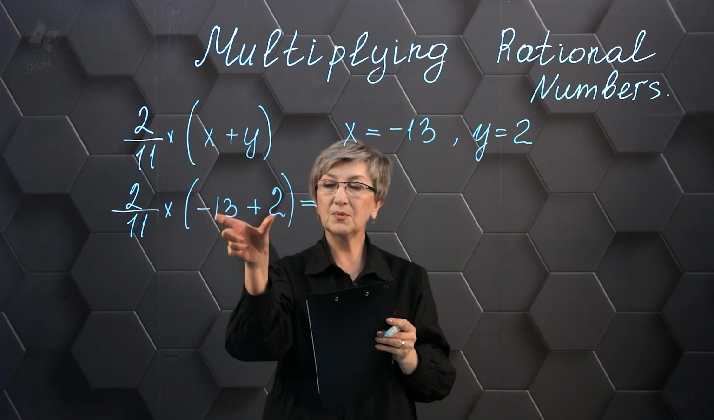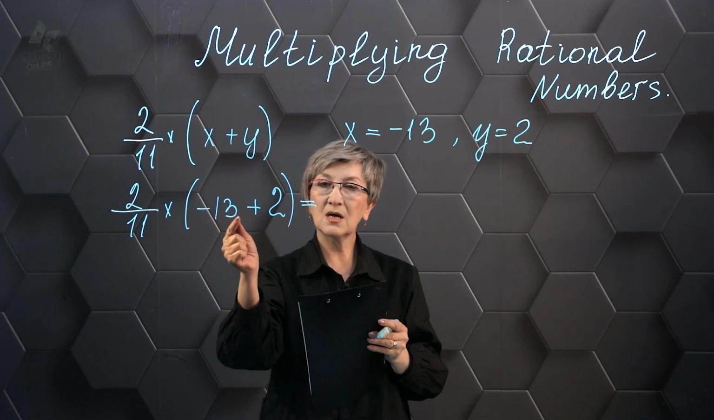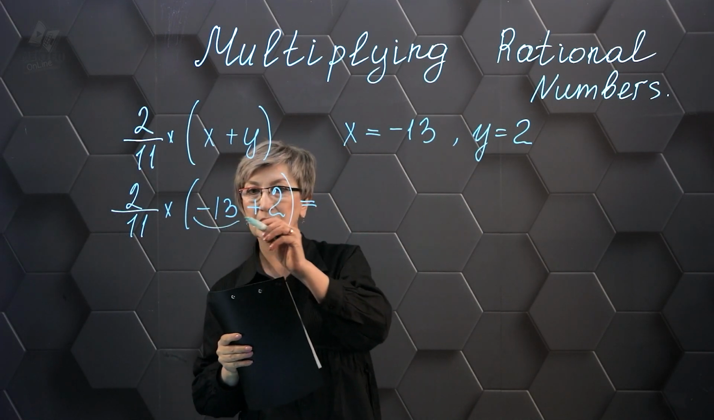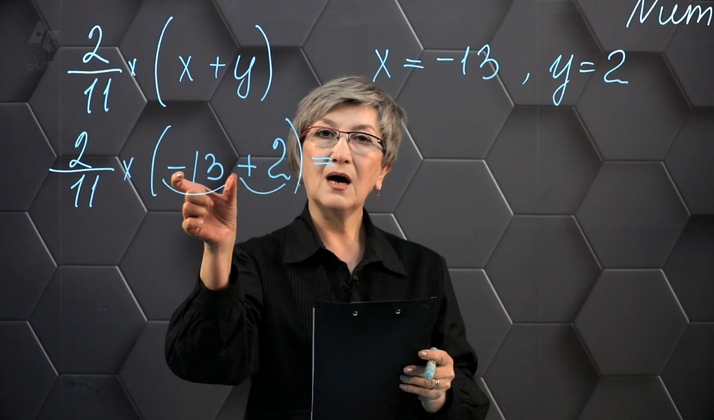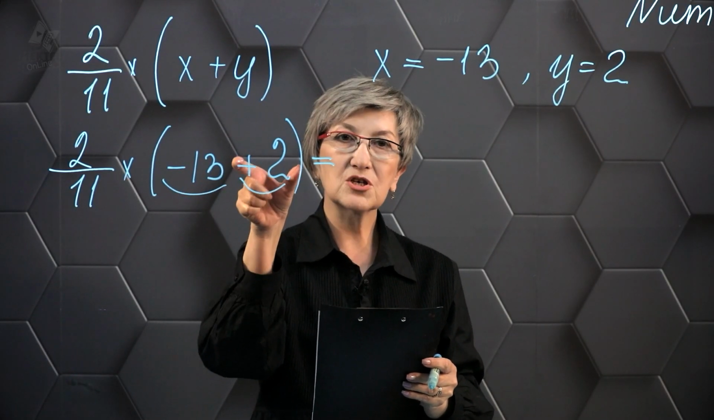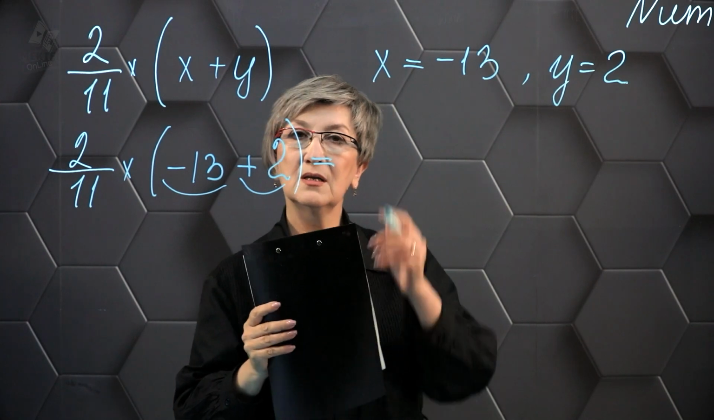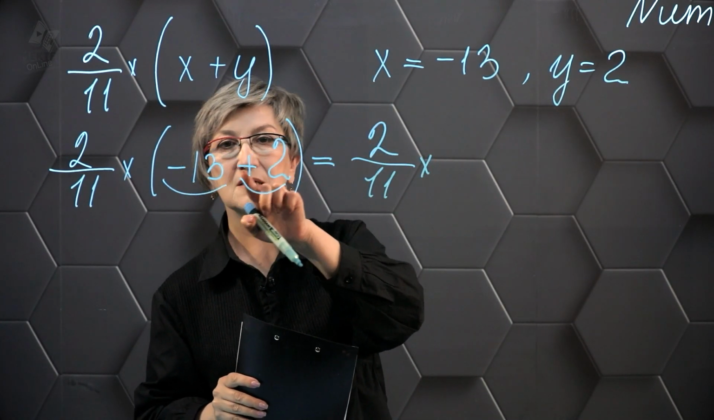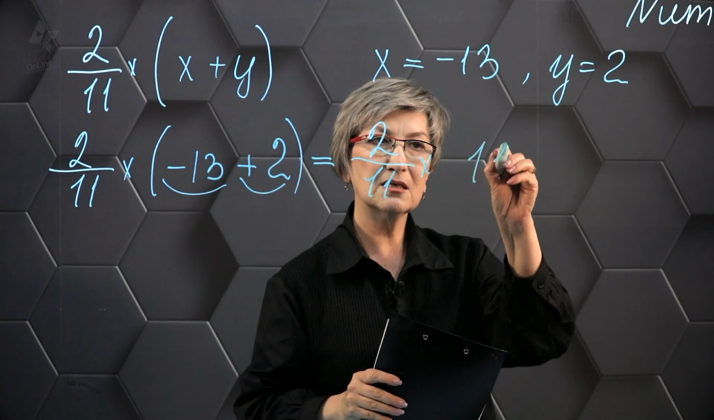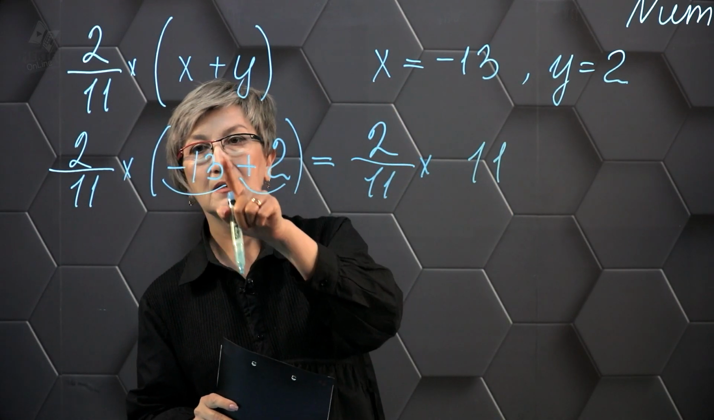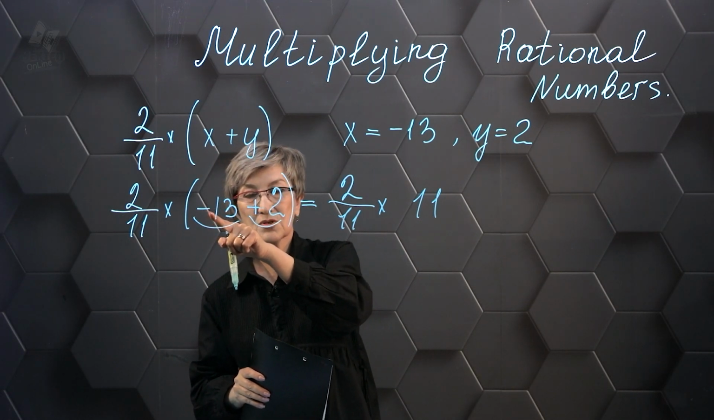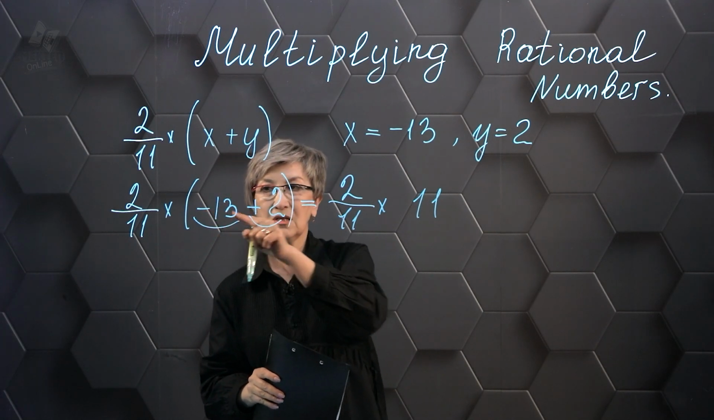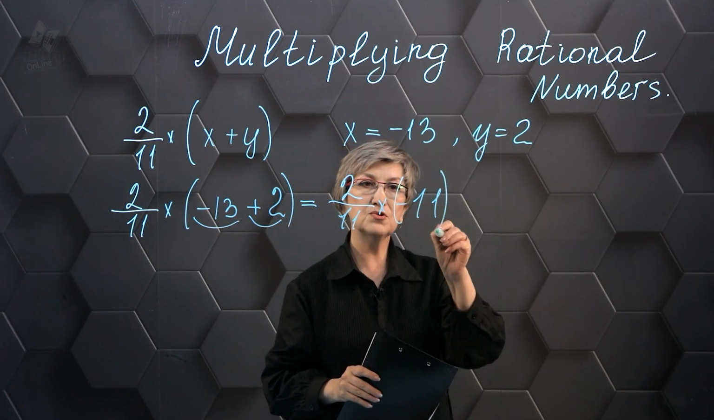First, let's do the action in parentheses. Minus 13 plus 2. We see two numbers with different signs. According to the rule, we subtract the smaller modulus number from the larger modulus number. 13 minus 2 is 11. But 13 had a minus sign, so the sign comes from the larger modulus number, that is minus 13. Then the answer is the number minus 11.